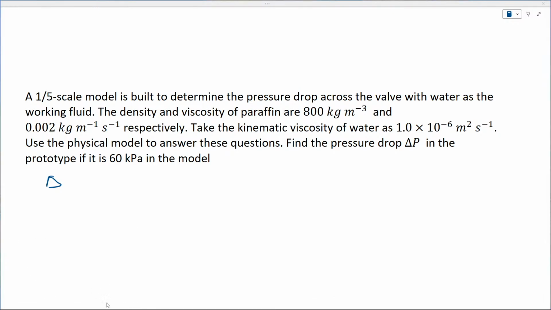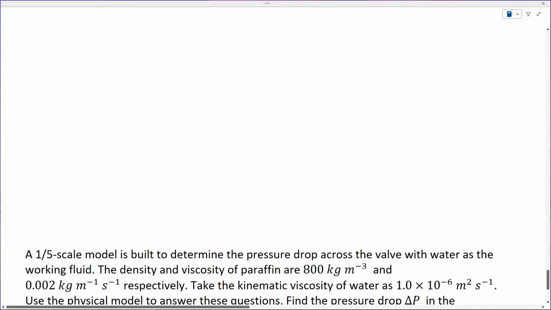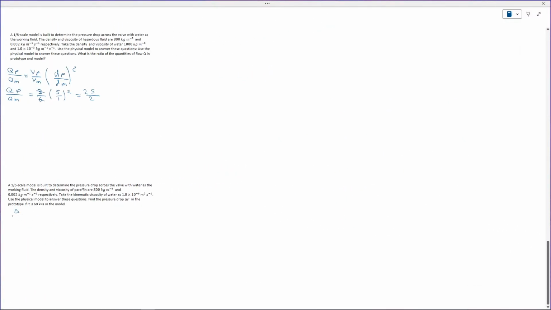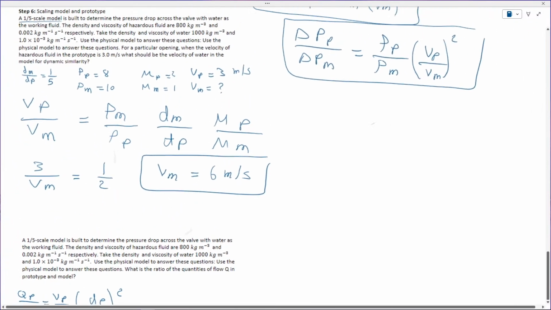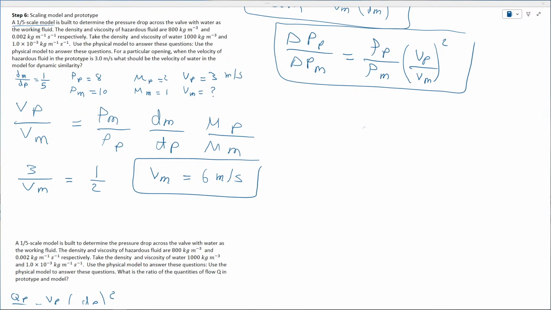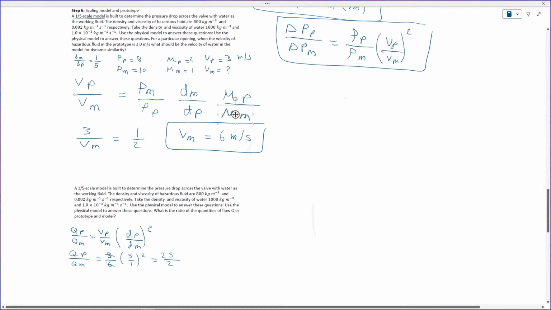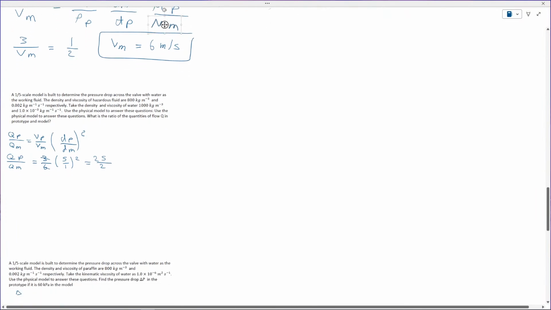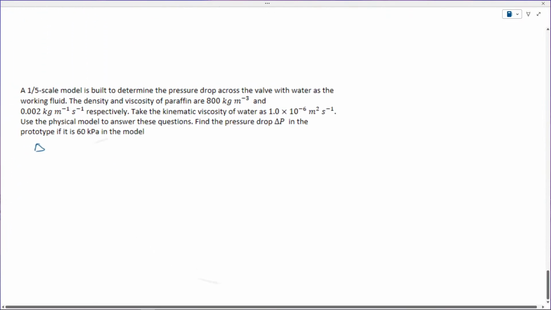Let's go up. What's going on here? So we have this equation. Let's just see. The equation for the drop in pressure basically tells you dP over dm is rho p over rho m, vp over vm, squared.